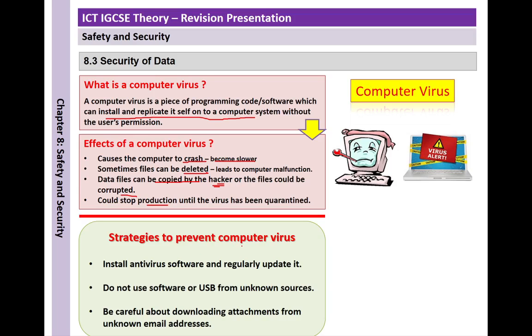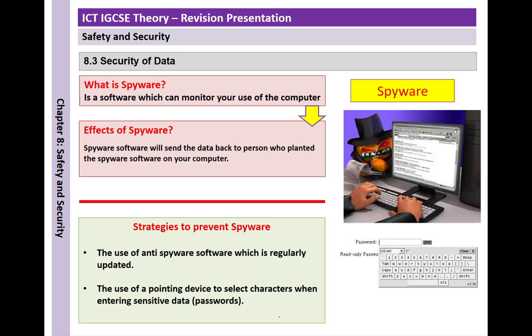Strategies to prevent computer viruses: having some kind of protection software, such as installing antiviruses and updating them every once in a while. Do not use software or USB sticks from unknown sources. Otherwise, you might get viruses from them. Be careful about downloading attachments from unknown email addresses. They might contain viruses, and they might be used by hackers to hack into your computer and steal your data.